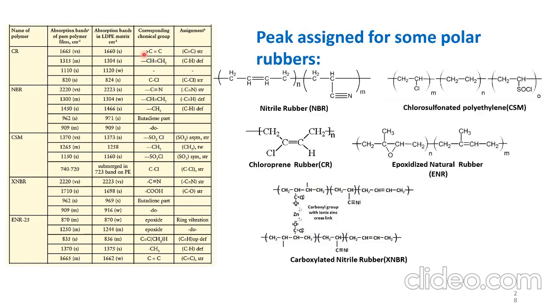For example, this carbon double bond, in the 1600 region it will be there. So some of the peaks should be remembered, and not all have to be remembered.